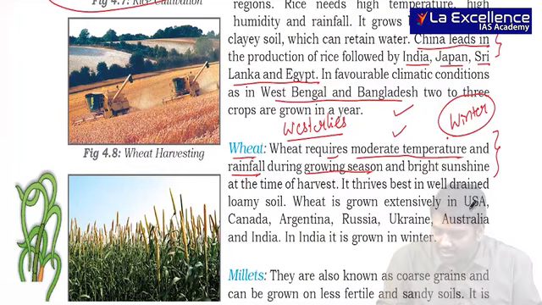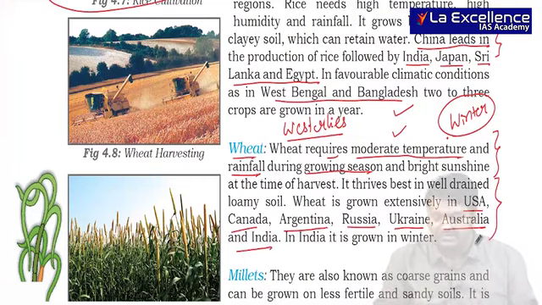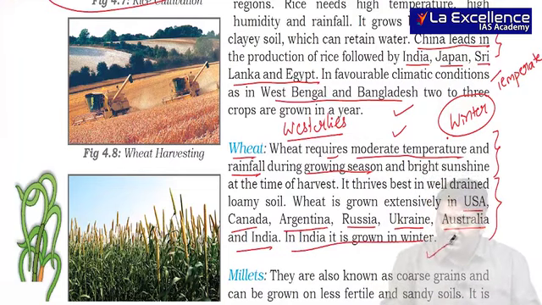When we take the United States, Canada, Argentina, the Pampas, Russia, Ukraine, the steppes, Australia, the downs and India, usually we see this. Most of the countries mentioned, US, Canada and so on, are in the temperate region, where temperature is usually low. In India, as it requires moderate temperature, it is usually grown in winter, right? So it's a winter crop, or we also call it a Rabi crop, right? So this is very important for us.